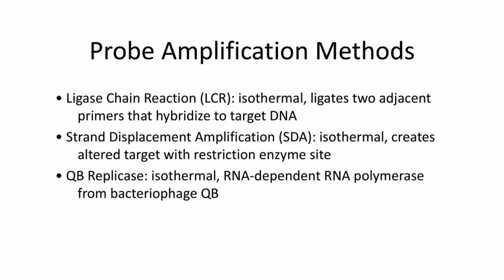The second method is strand displacement amplification, or SDA. Like LCR, it is also isothermal. In this method, the process creates an altered target that includes a restriction endonuclease recognition site, which facilitates amplification. The third method is Qβ replicase. This also operates under isothermal conditions. It uses an RNA-dependent RNA polymerase derived from the bacteriophage Qβ, enabling efficient amplification of RNA sequences.